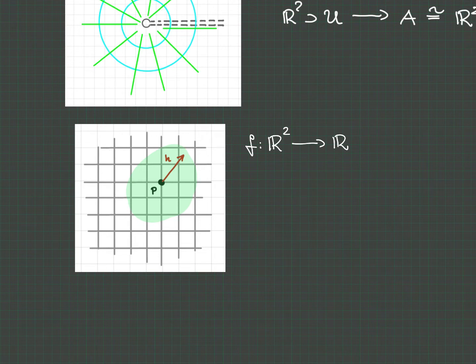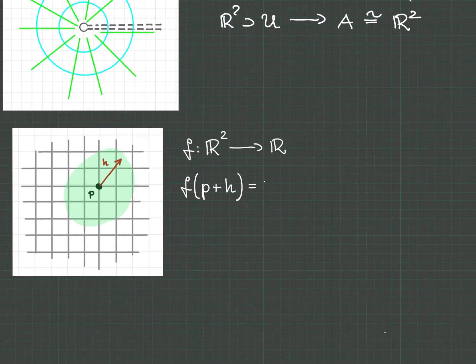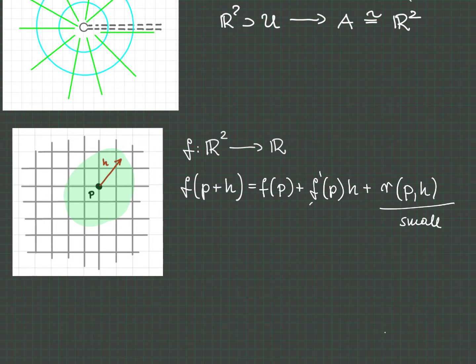To differentiate it, I move a little bit from the point P, so I consider f at P plus h, where h is some tiny displacement, and what I get is f at point P plus the differential acting on this displacement h, and the rest. The rest depends on P and on h, and this is small, and this is a linear map. A linear map from R2, here are those displacements, to R.